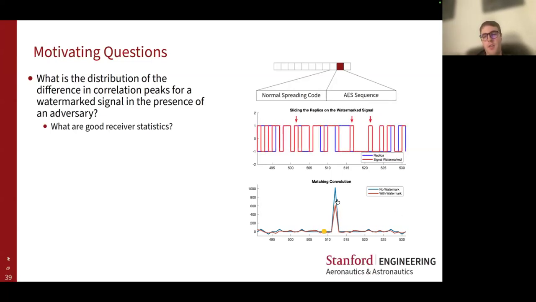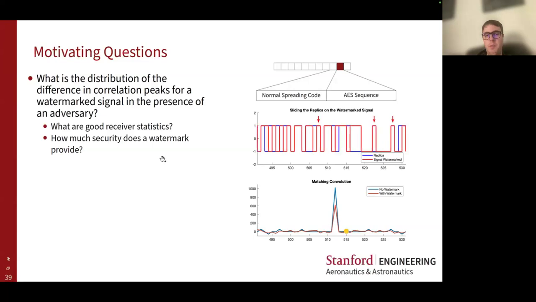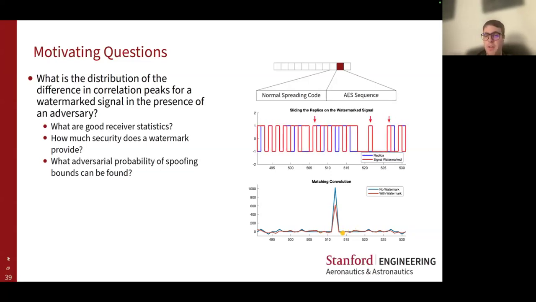So this correlation idea here is good for intuitive purposes, but it's not really the statistic a receiver is going to want to use. And then after we know that distribution, how much security does the watermark provide? Once we know the distribution, we can compute bounds and the tails. And then now we have to introduce an adversary. If an adversary is in the mix, they're going to try and break it, so we have to compute, well, if the adversary is involved, can they break my distribution and essentially fool my receiver?